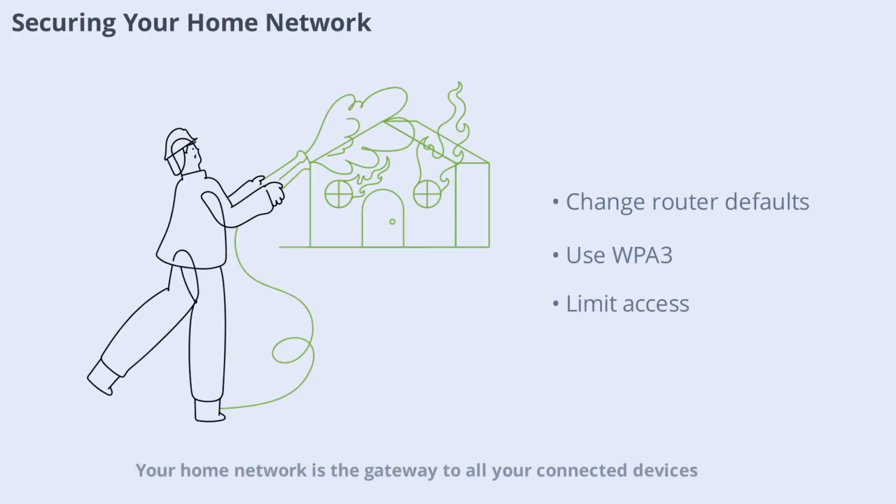Your home network is the gateway to all your connected devices. Start by changing the default username and password on your router. Use strong Wi-Fi encryption such as WPA3 and hide your network SSID if possible. Limit access to trusted devices and regularly review your connected devices list. These steps help prevent unauthorized users from accessing your network and keep your personal data safe.